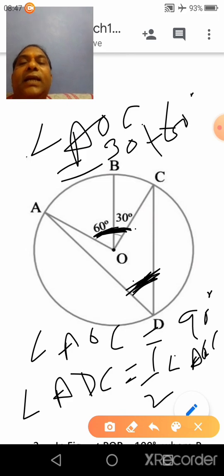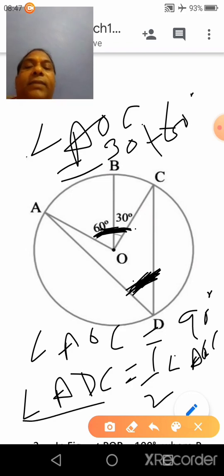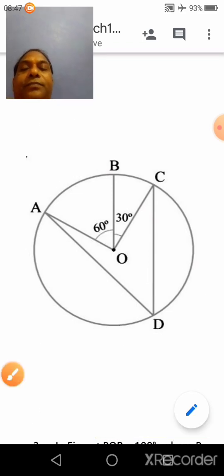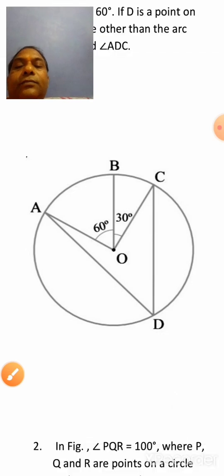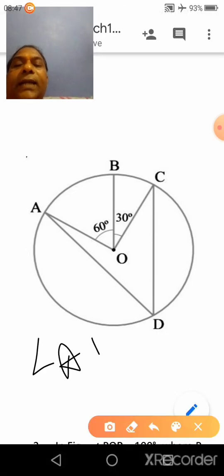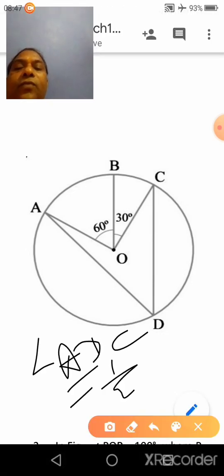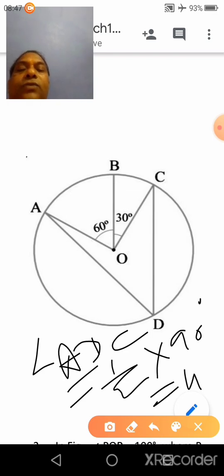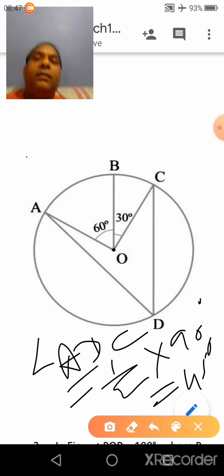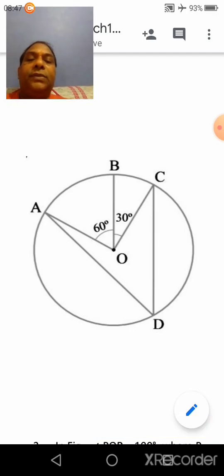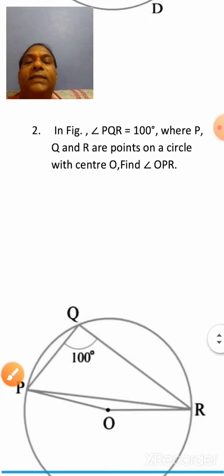So this angle will be double of this one, so this angle will be half of angle AOC. So angle ADC will be half of angle AOC. So therefore angle ADC will be 1 by 2 into 90 degree is equal to 45 degree. Clear? Now next example.